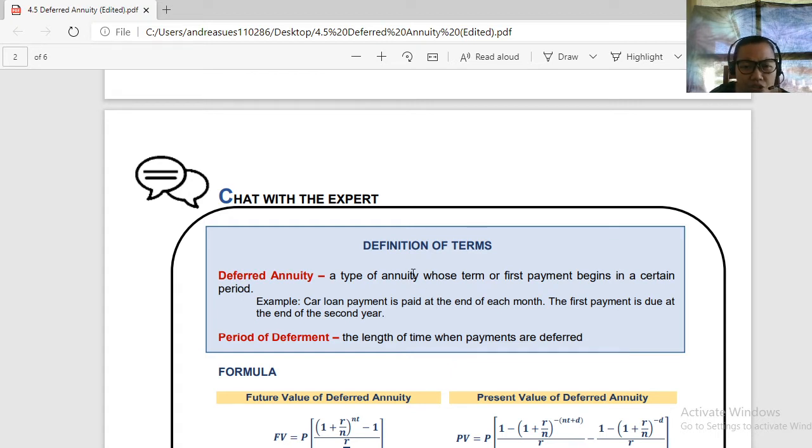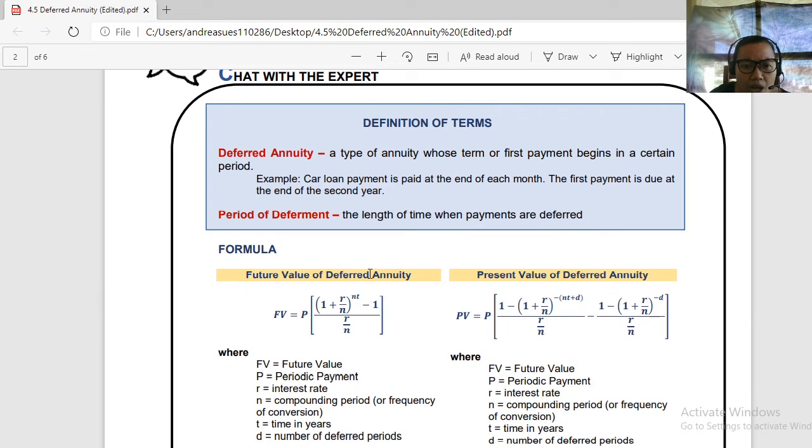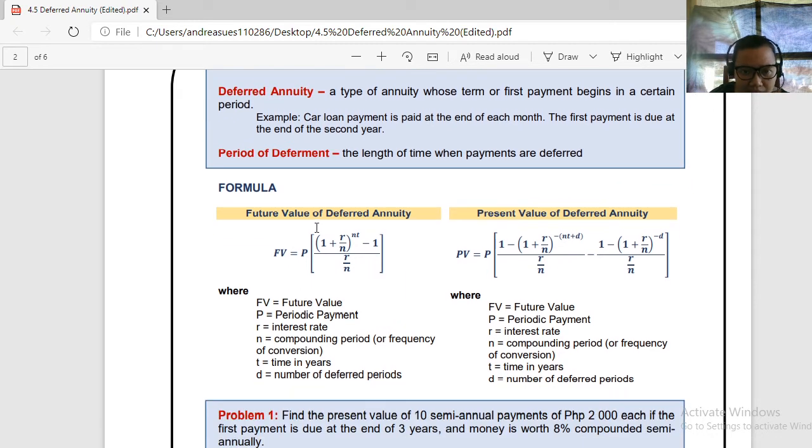Alright, let's try to look at our formulas. We have our future value of deferred annuity, present value of deferred annuity. So the formula for future value of deferred annuity is this. And then the parts of our formula are the following: FV, future value; P, periodic payment; R, interest rate; M, compounding period or the frequency of conversion; T, time in years; D, number of deferred periods.